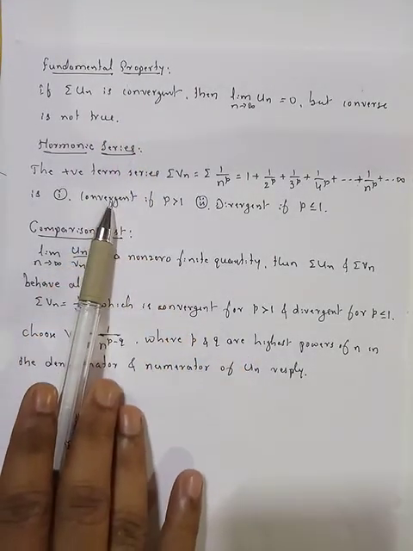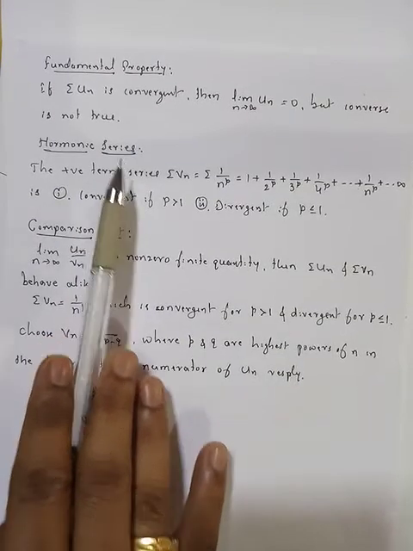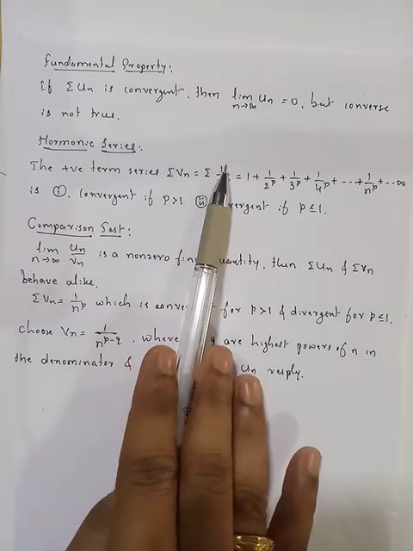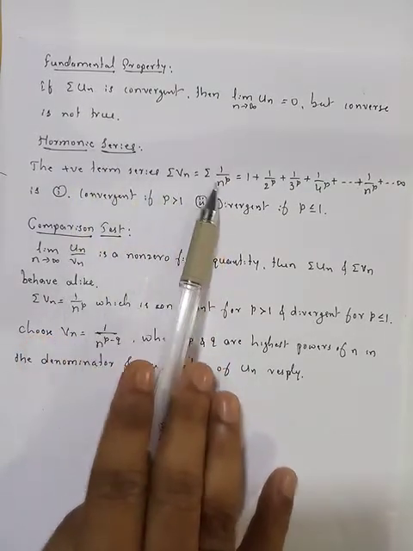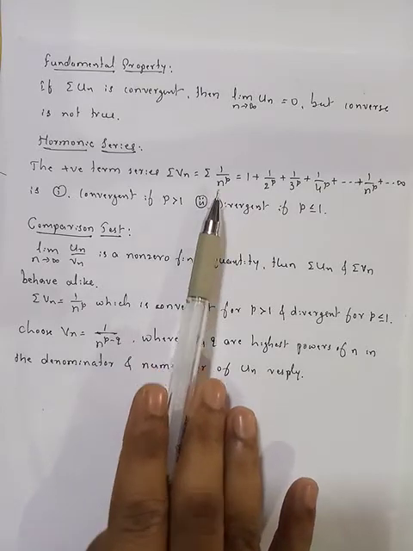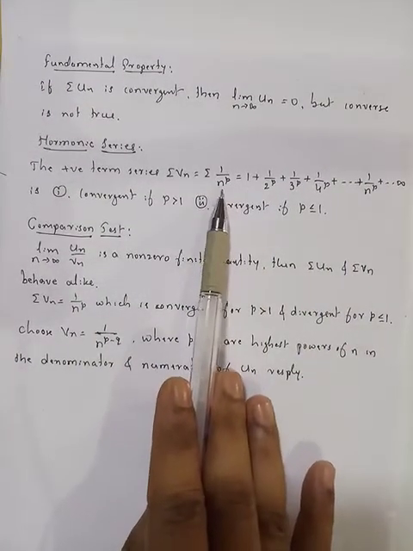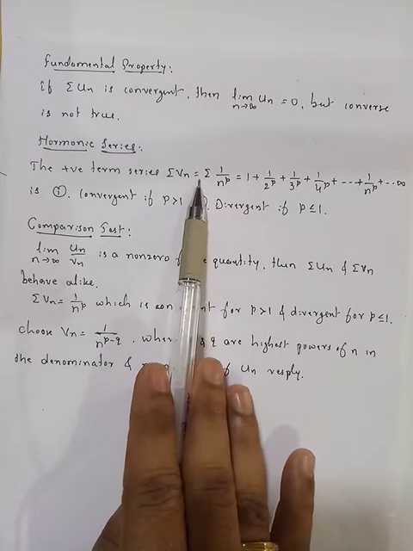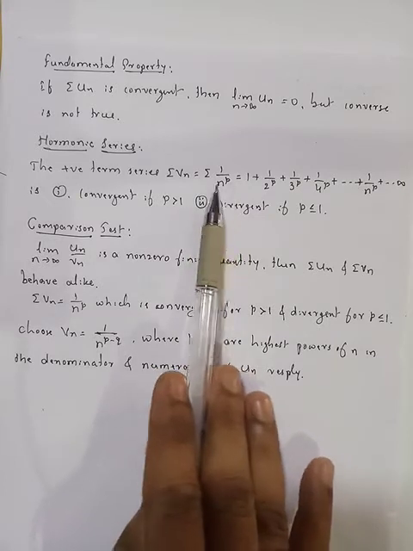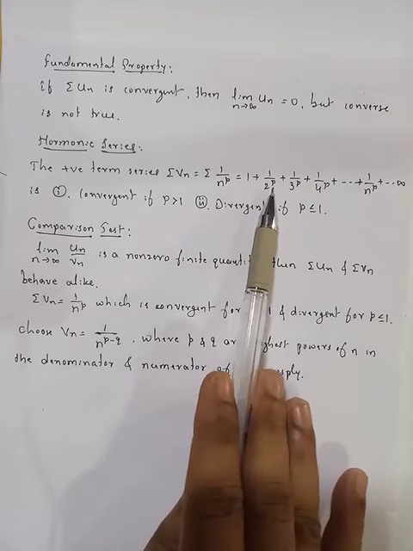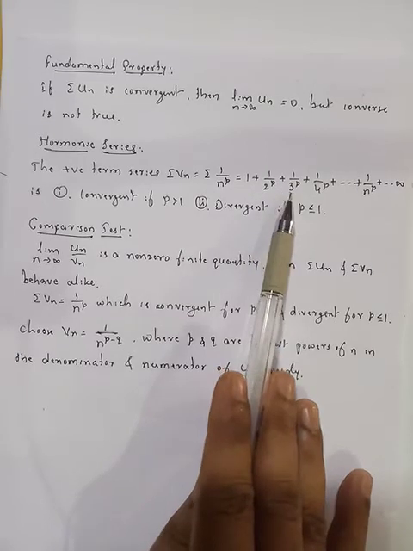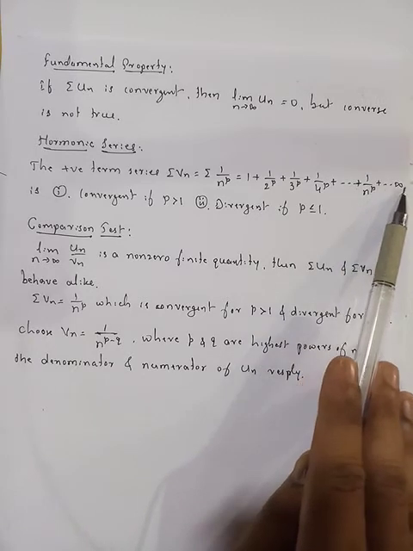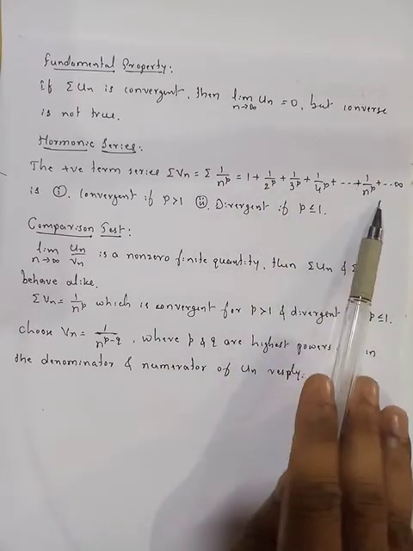The other important result is the harmonic series. What is a harmonic series? When we write the series summation vn, that is, summation 1 divided by n raised to p, this is called the harmonic series. You know that it is a basic concept. Let me expand this. When n equals 1 we get 1, when n equals 2 we get 1 by 2 raised to p, when n equals 3 we get 1 divided by 3 raised to p, like that. The nth term is 1 by n raised to p, up to infinity. So this is the harmonic series.